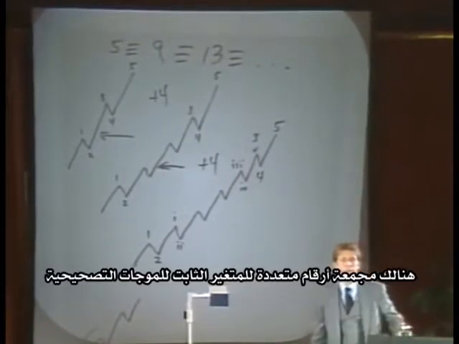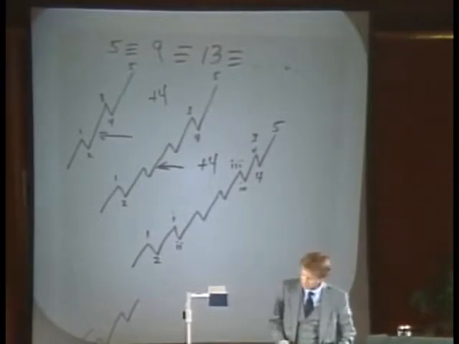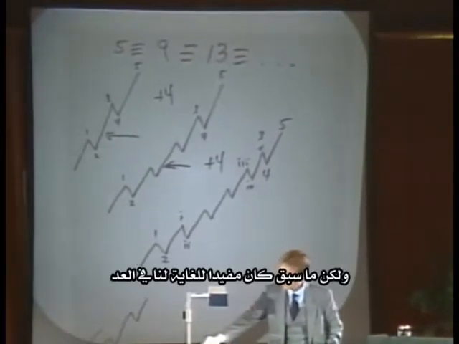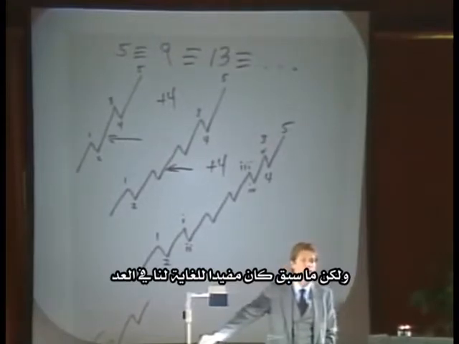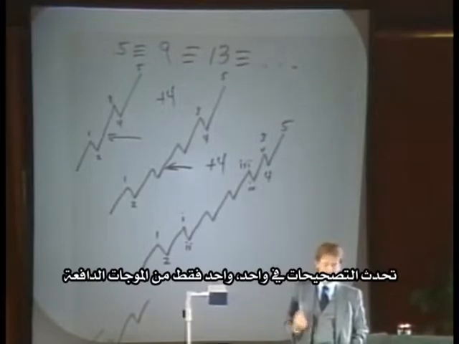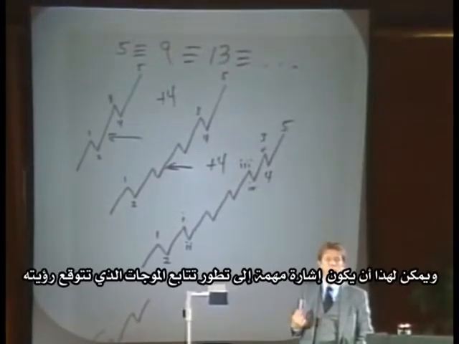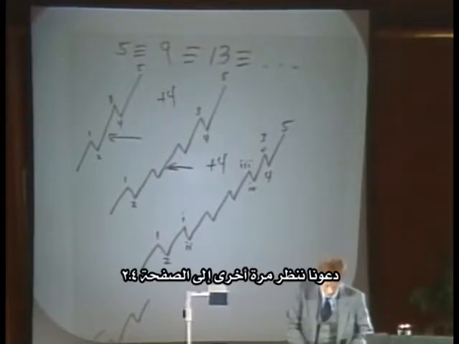Now, there are a different set of numbers for corrective waves, as we'll see this afternoon. But that's been a very helpful little tool in counting. Extensions occur in one and only one of the impulse waves, and that can be a big hint to the subsequent wave development that you expect to see.